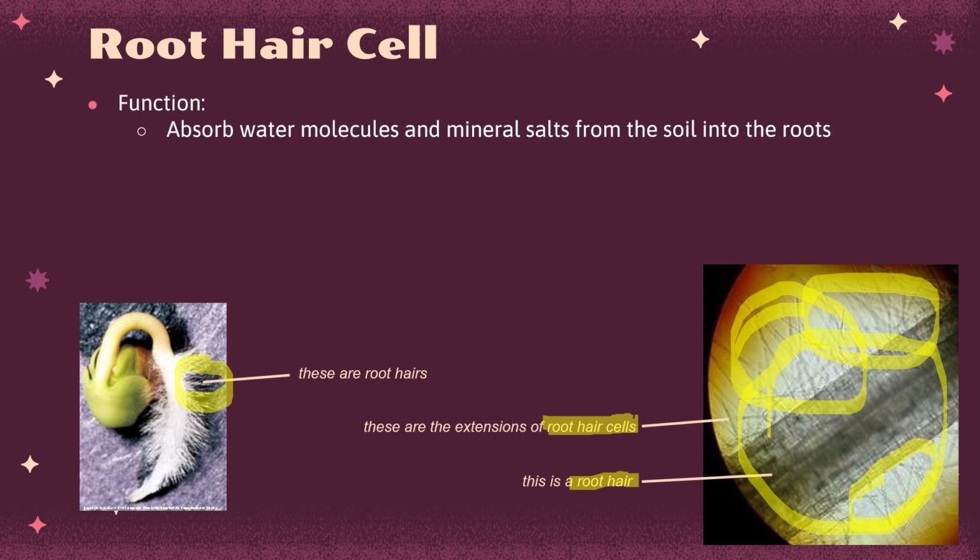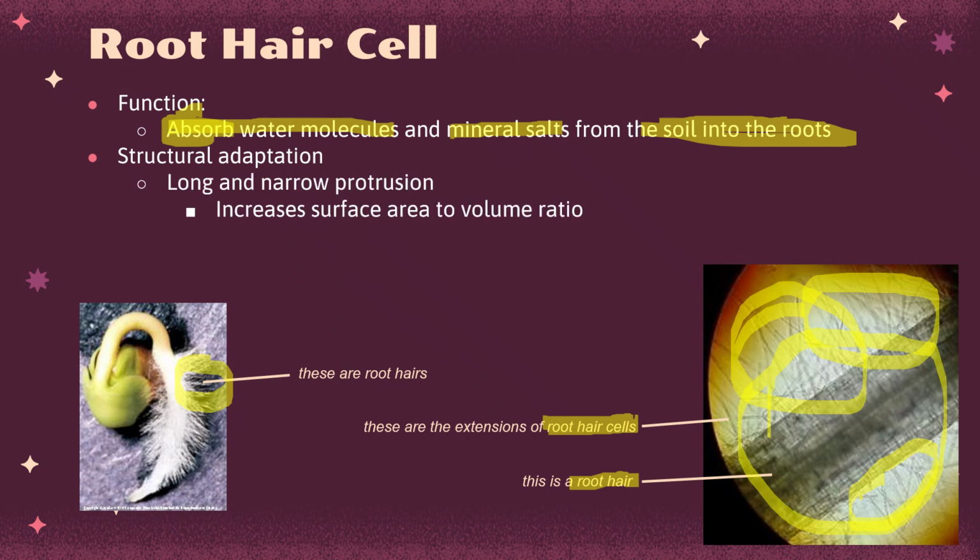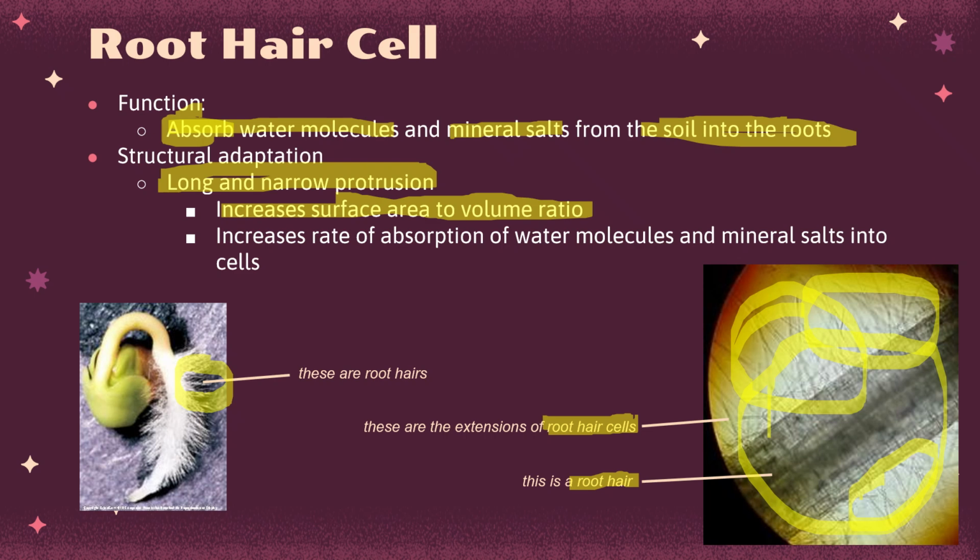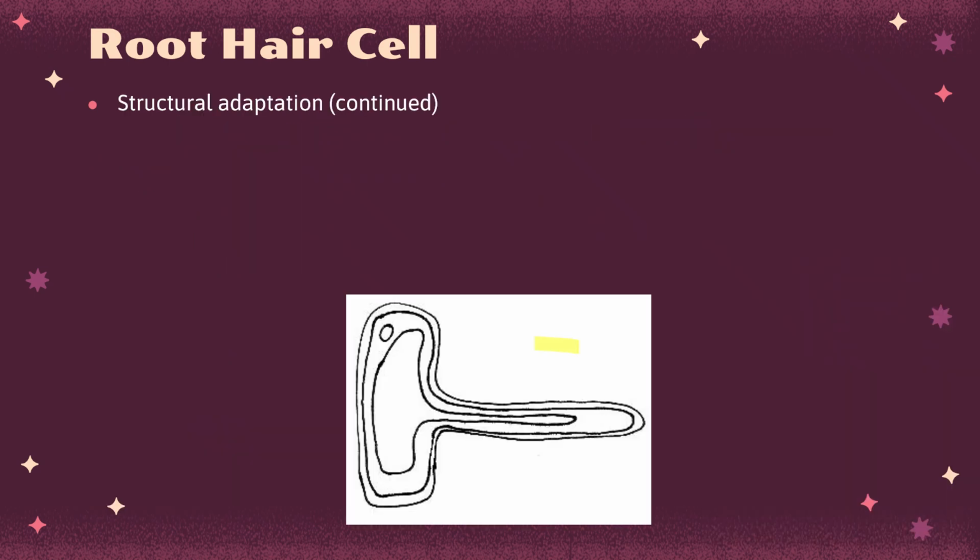The function of a root hair cell is to absorb water molecules and mineral salts from the soil into the roots of a plant. Okay, their function is for absorption, not transport. They have 3 adaptations. The first one is that it is long and narrow. This long and narrow protrusion of a root hair cell will increase the surface area to volume ratio, and the higher the ratio, the higher the rate of absorption of water and mineral salts. Okay, means they can absorb faster. So you're looking at a root hair cell with a protrusion, and this protrusion is long and narrow. You can see in this diagram.